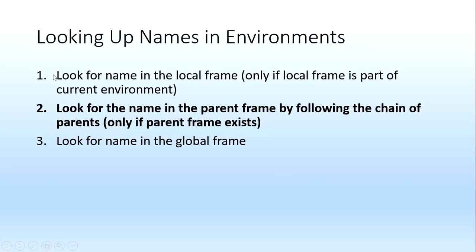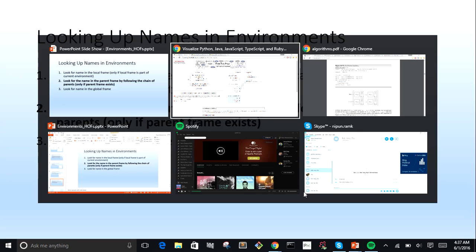Now, let's talk about looking up names in environments and how this changes with the addition of parent frames. The only thing different is we first look for the name in the local frame as always, but now if we can't find it in the local frame, we look for the name in the parent frame, and we keep on doing this until we reach the global frame. So let's look at how this works.